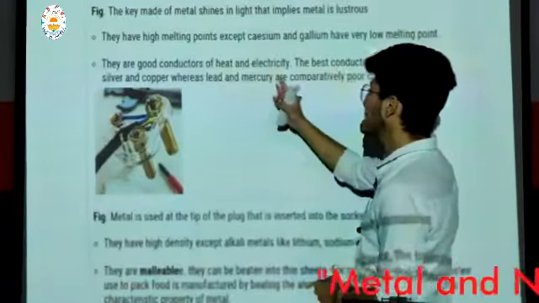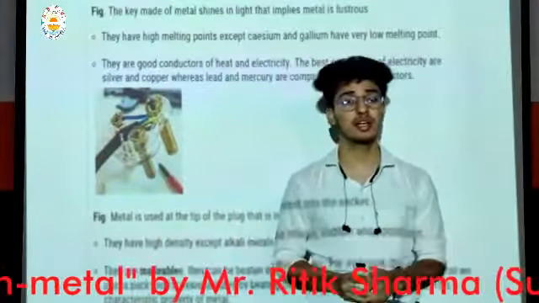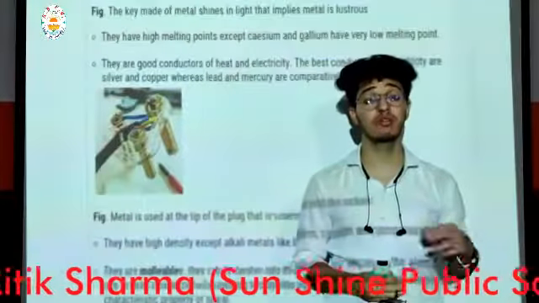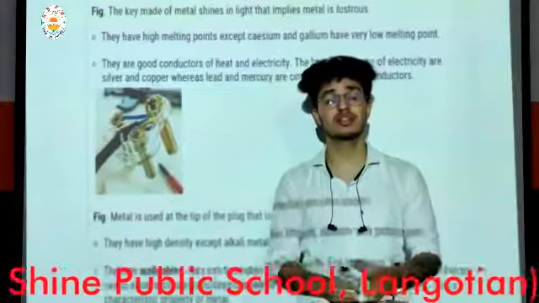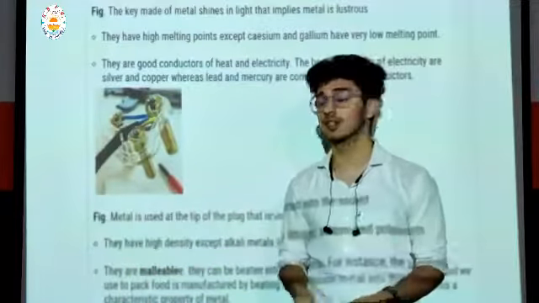Metals are good conductors of heat and electricity. That's why we use them in wires. We use them as utensils in our kitchen. Why? Because they are very good conductors of heat and electricity.